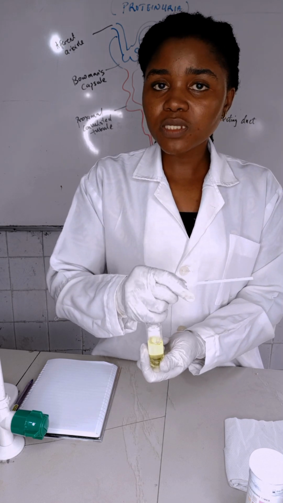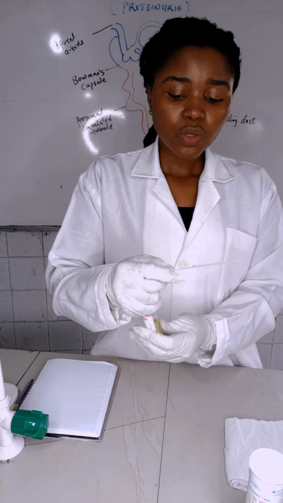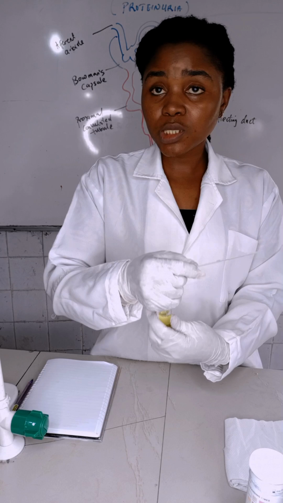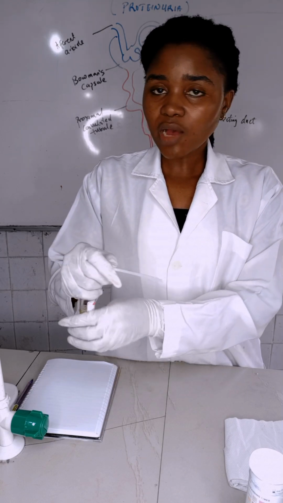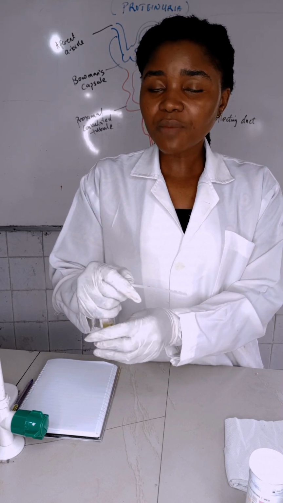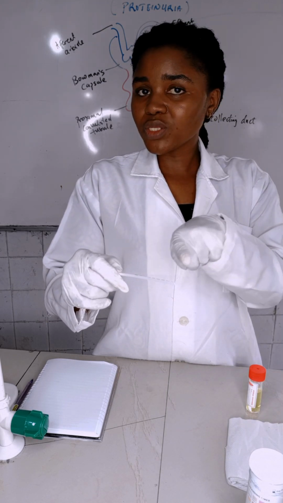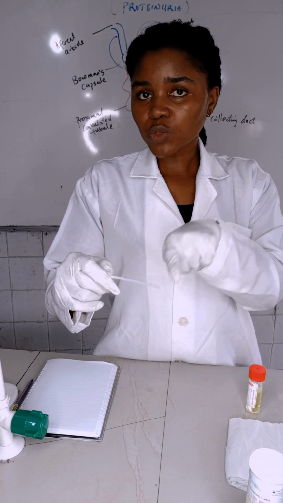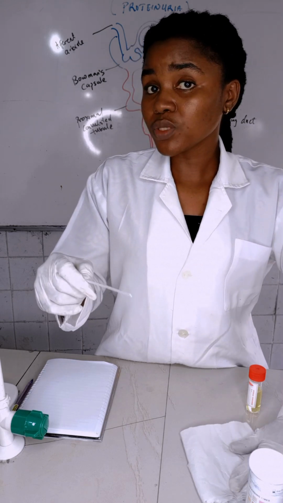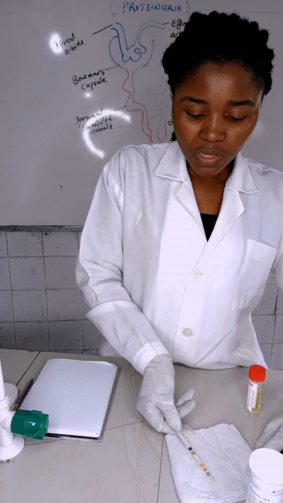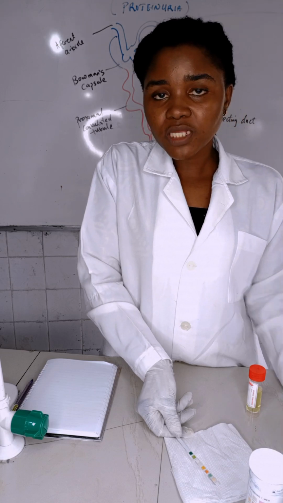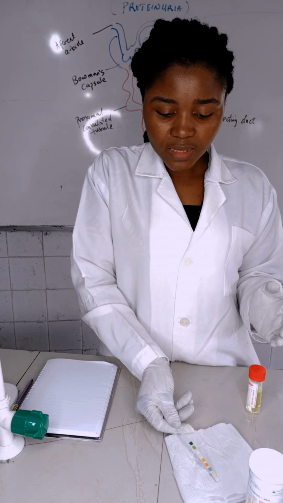And once you have dipped this into the urine, you do not hold this strip vertically. You can see how I'm holding it horizontally, because by the time you hold it vertically, the fluid will seep into the next one, and it will be difficult for you to interpret the results. Once you are done, you can place it on an absorbent paper like this to remove the excess.